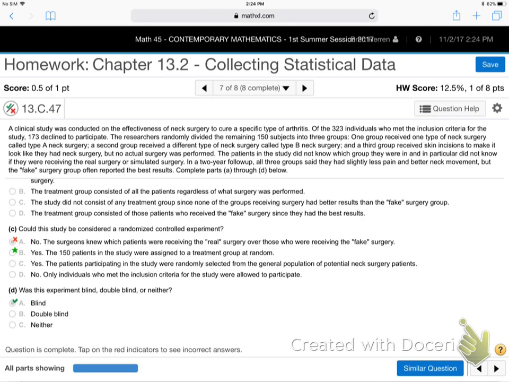Was this experiment blind, double blind, or neither? It's blind. Why is it blind? What does that mean, blind? Yeah, because they have a placebo group and they have an actual group. Technically it wouldn't be double blind. Well, actually, I haven't even explained double blind yet. But you're right about blind because there's a placebo group. That's exactly the reason. Everybody good with that? It's blind because the patients do not know if they're getting the real surgery or the placebo, for the placebo effect, right? Now, what's double blind?